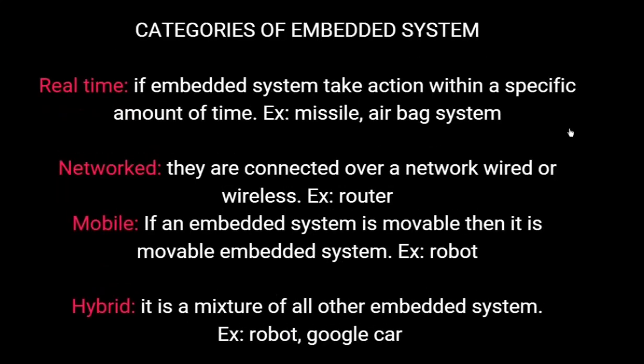The few other categories are real-time systems, where the embedded system takes action within a specific amount of time, like for example, a missile or airbag system. Then the network, where they are connected over a network, which can be wired or wireless, like for example, a router. Then the mobile, where if an embedded system is movable, then it is a movable embedded system, like for example, a robot. Then the hybrid system is a mixture of all the other embedded systems, like for example, a robot or Google car. Moving on.